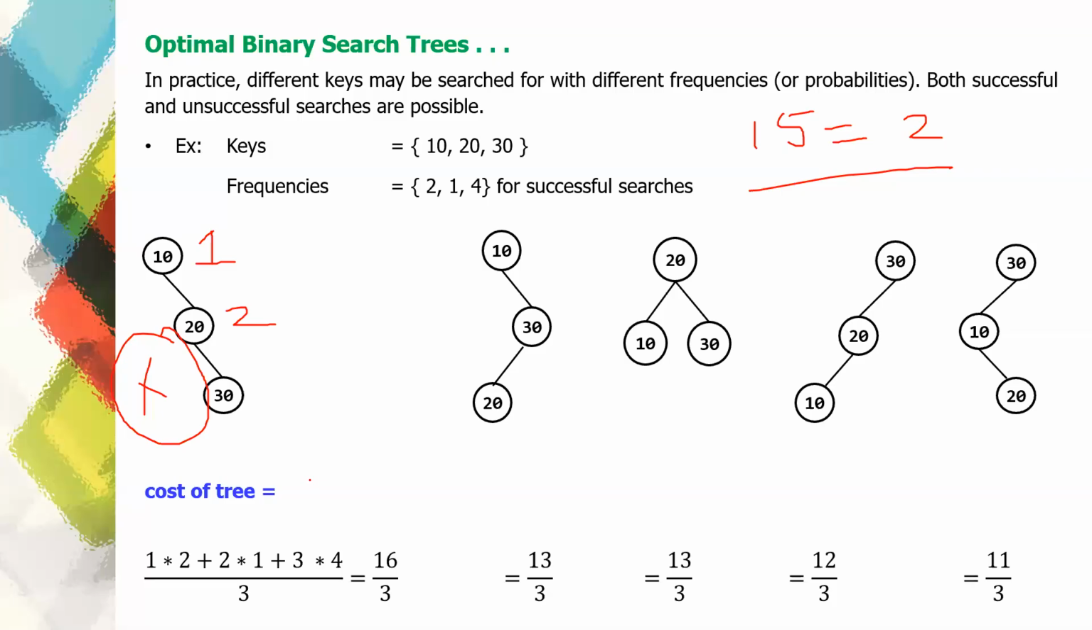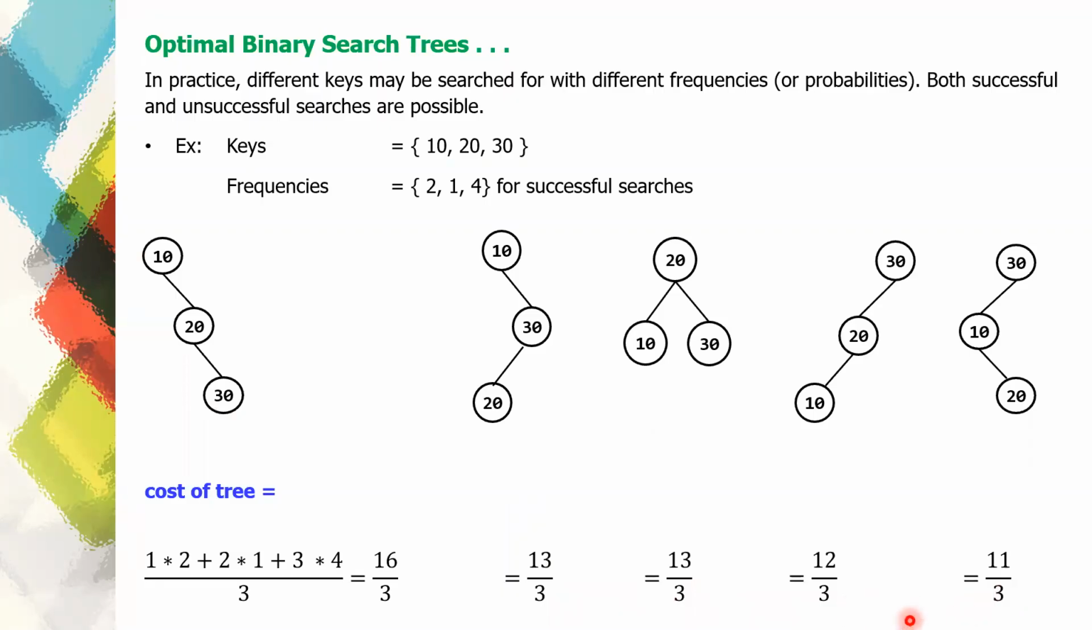Now here I am trying to consider only successful searches. I am trying to calculate the cost. So now, 16/3 is the cost of the first binary search tree. And these are the costs of the remaining BSTs.